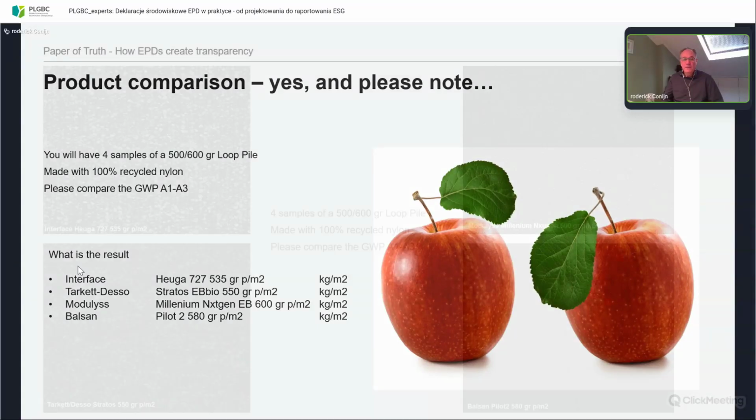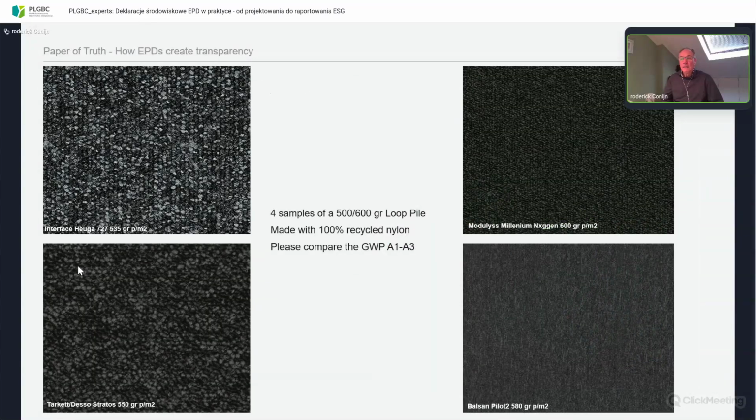So having a look at these products, normally when I have a physical presentation, I will show you the samples physically, but now I'm showing you the picture of the 4 products. For the average layman in our business, these 4 products have almost the same look and feel.